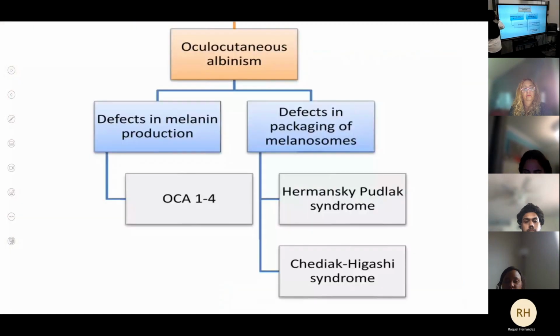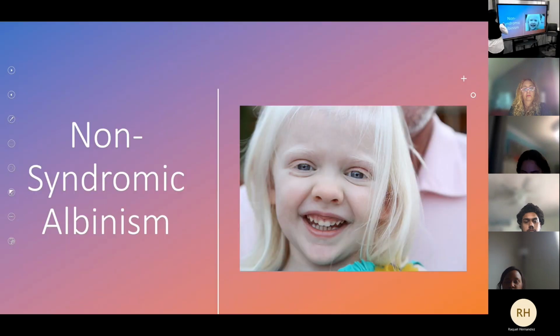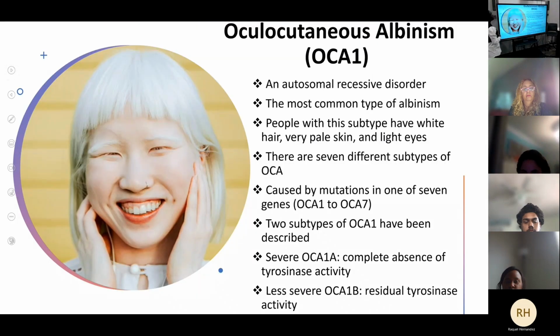I will now be going over the types of albinism. As I stated before, there's two types, syndromic and non-syndromic. I will be going over the non-syndromic form, which is oculocutaneous and OCA1. Oculocutaneous albinism is an autosomal recessive disorder, and Jhoanne will be going into more detail on that later on. It is the most common type of albinism, and people with this subtype will have very white hair, very pale skin, and very light eyes.